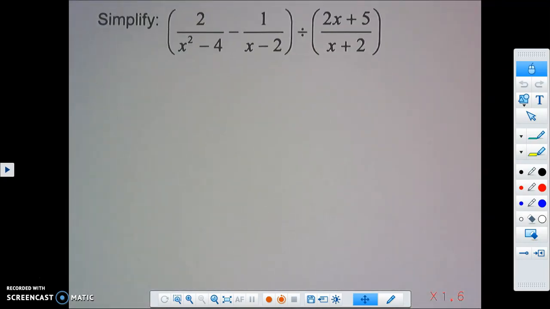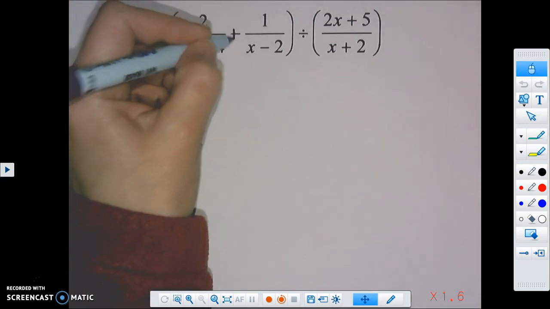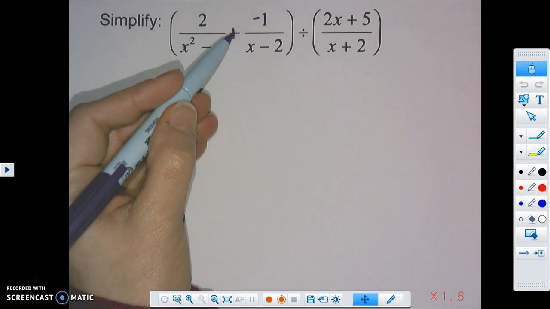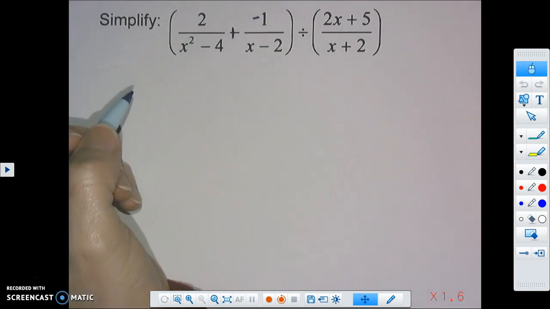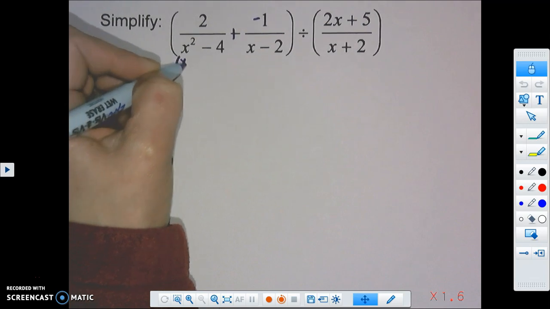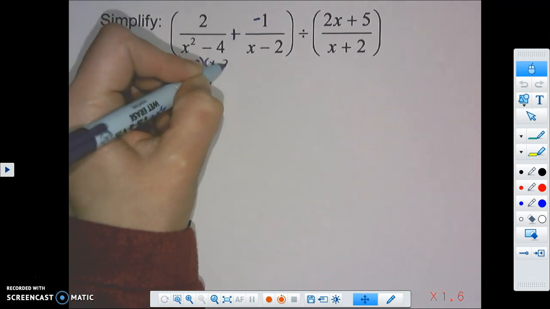Our last example here is going to be the quantity 2 over x squared minus 4 minus 1 over x minus 2. That's going to be divided by the quantity 2x plus 5 over x plus 2. Alright, so we're dealing with the first set of parentheses over here. I'm going to change that subtraction to be plus a negative so that I don't forget about the subtraction. And we're going to factor all denominators. So that means we're going to have x plus 2, x minus 2 here.